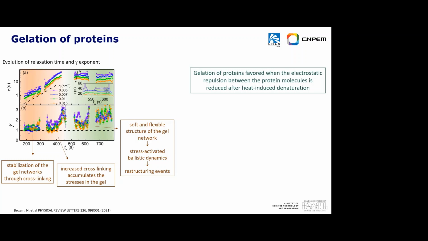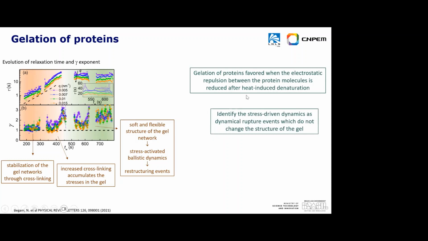So the gelation of the proteins will start when the electrostatic repulsion between the proteins is reduced after the heat-induced denaturation. Then in the gelation, they identified the stress driving the dynamics as dynamic rupture events, where you have this fluctuation, this restructuring of the network, but we are just talking about the stress, accommodating this stress. It's not changing the structure. So I think it was interesting to see. It's such a simple thing that we observe every day, but there's a lot of heterogeneous dynamics going on in this formation of the egg white.